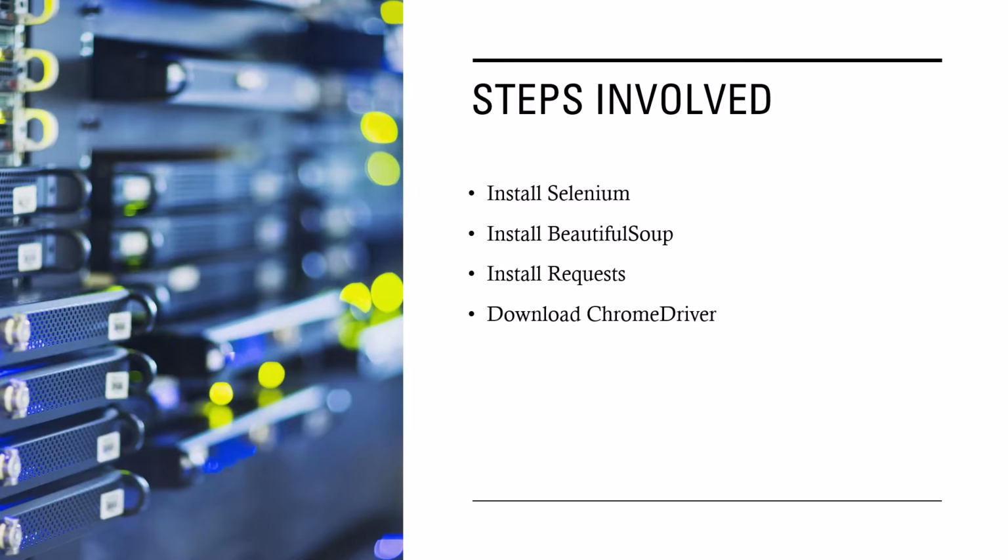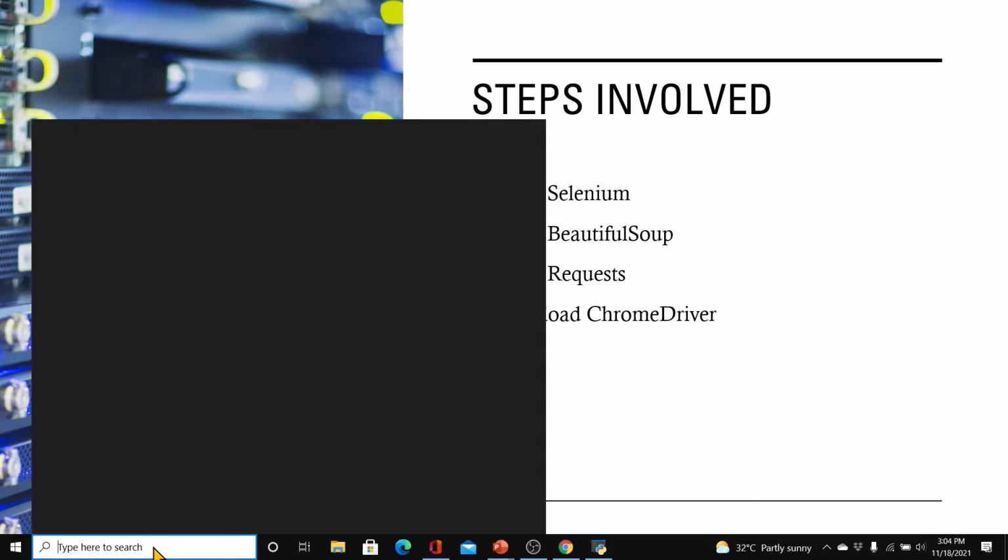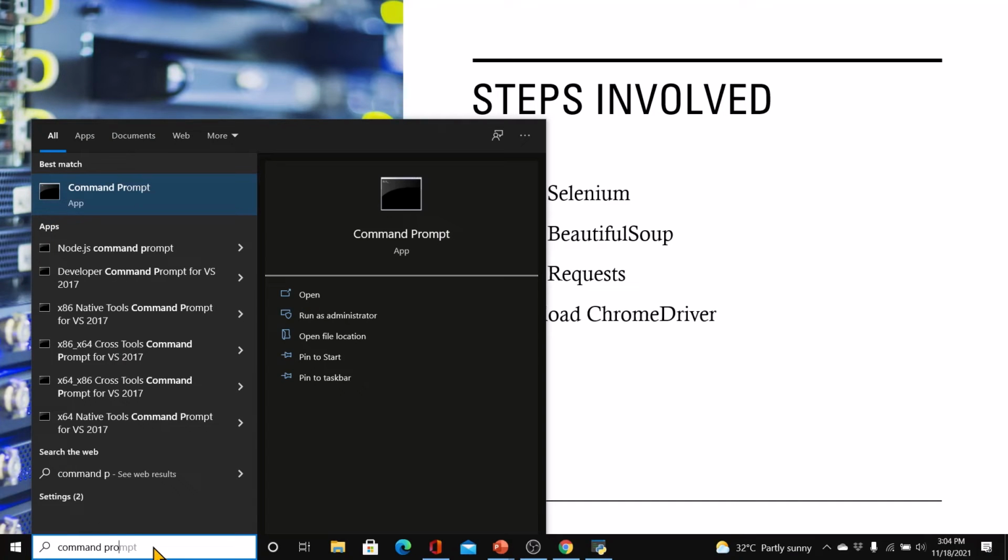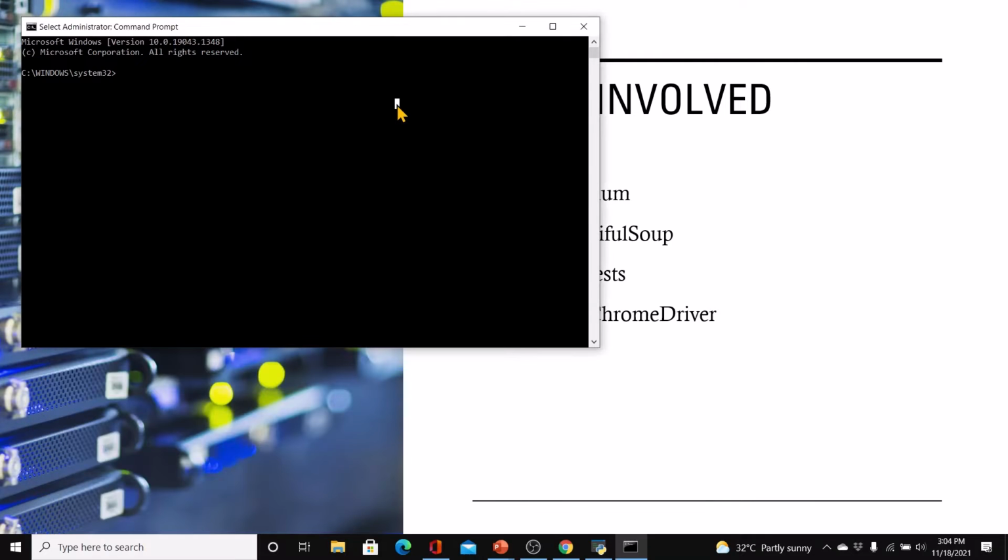So coming to the steps involved for today's small project, we will install Selenium, install Beautiful Soup, install Python requests, and then Chrome driver. Okay, to install Selenium, we have to go to the command prompt. Run as administrator. And then of course we need to go to the users folder and your username.